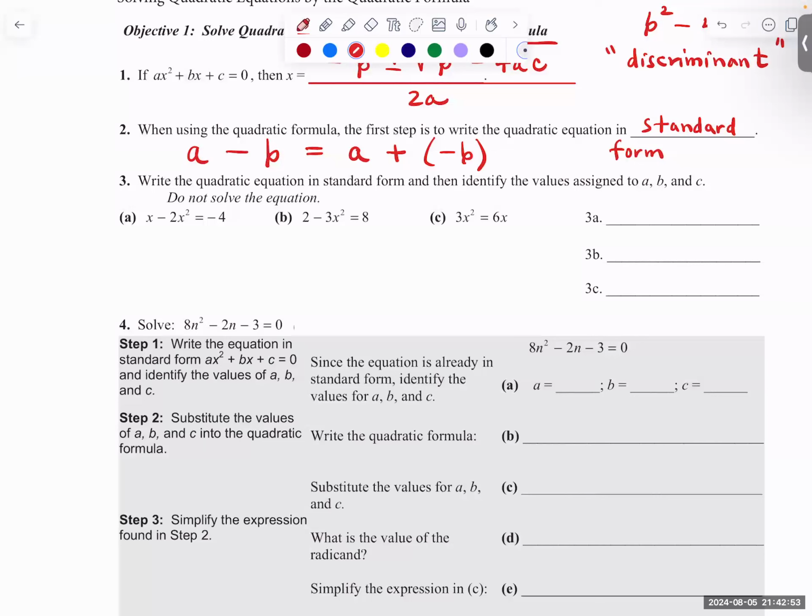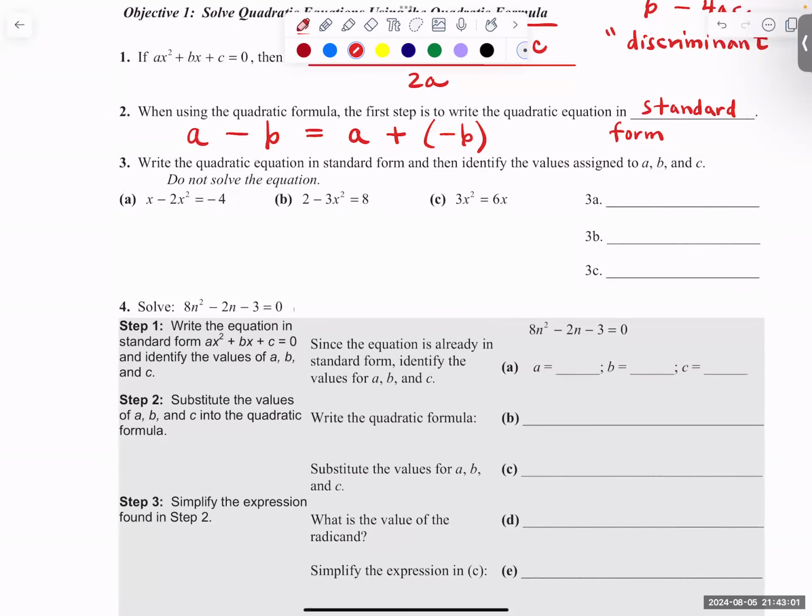Number three, write the quadratic equation in standard form and then identify the values of a, b, and c. Part A, do not solve, but identify a, b, and c. So if we rewrite the equation in decreasing degree order, with negative 4 becoming plus 4 equals 0, then the leading coefficient would be a, negative 2, b would be positive 1, and the constant is 4.